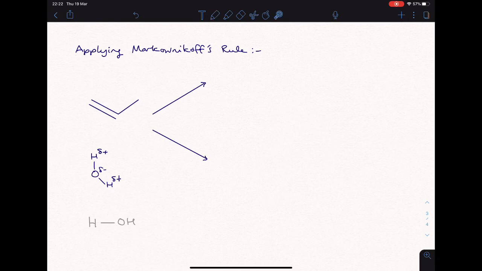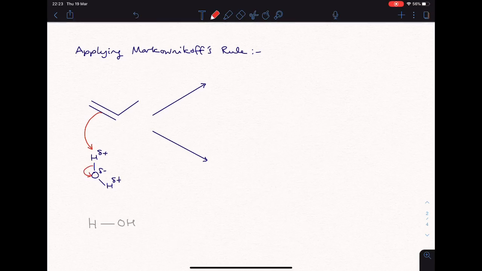So the pi bond electrons here will be attracted to the partial positive electrophilic hydrogen here. So the electrons from that pi bond are going to move towards that partial positive hydrogen. As those electrons move towards hydrogen, the bonding pair of electrons here are going to be repelled away from there and move towards the oxygen. And the oxygen can accept those electrons, and we form a hydroxide ion.